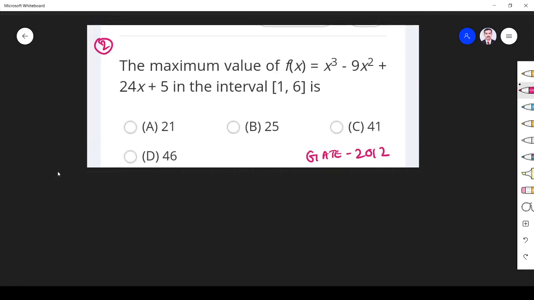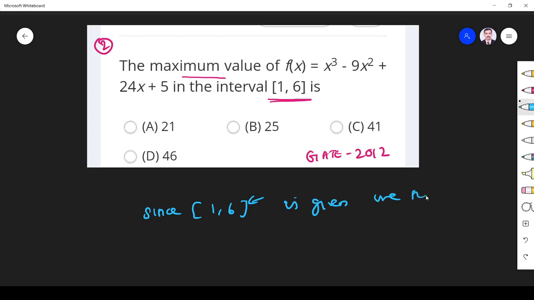Next question, the maximum value of the function f of x equals x power 3 minus 9x squared plus 24x plus 5 in the interval. So they gave the interval 1 to 6. If they give an interval, we have to find the global maxima. They ask about maxima, so since an interval is given, we have to find the global maxima. Since the interval is 1, 6, this is a closed interval.